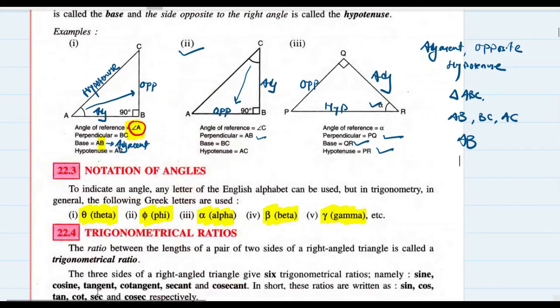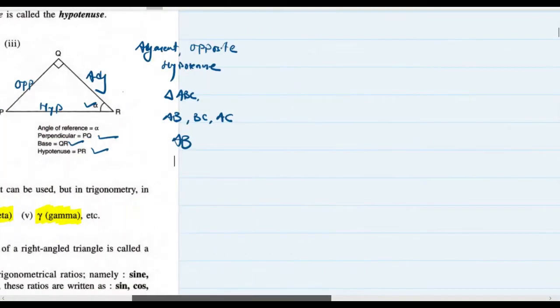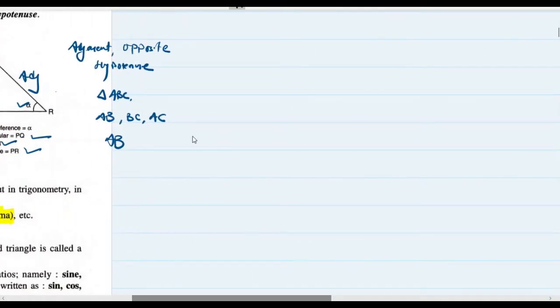So there are three sides, as I told you. These three sides can be arranged in the form of a ratio in 6 different ways. So there can be 6 ratios comprising these three sides. Let me show you how.